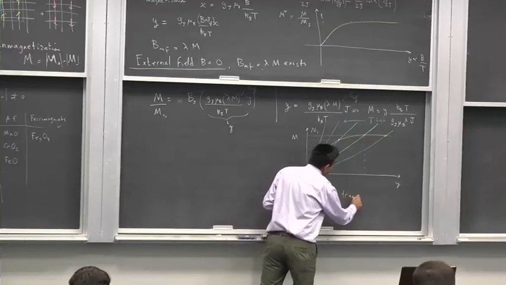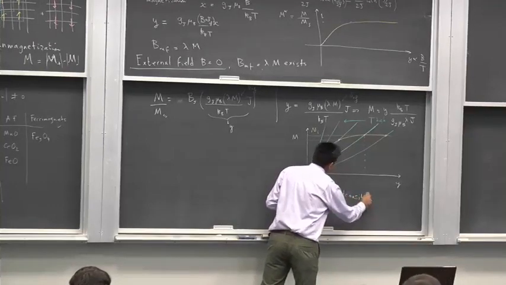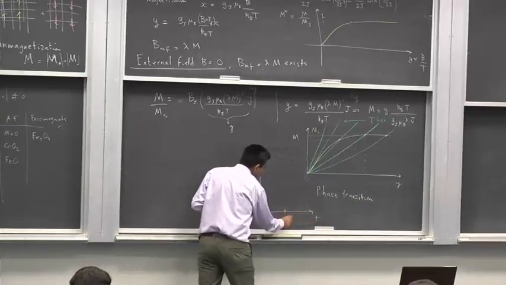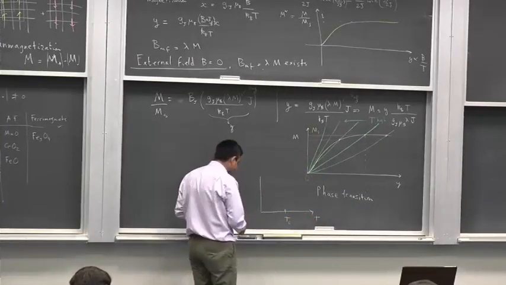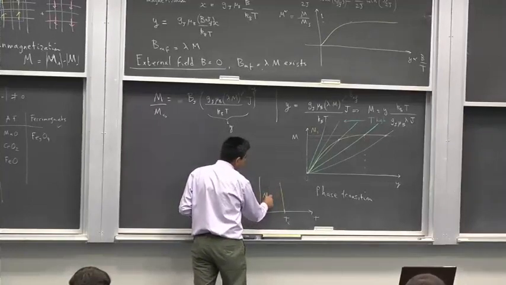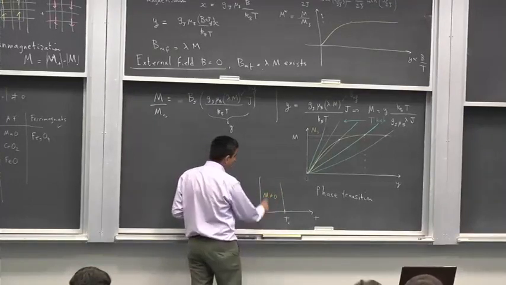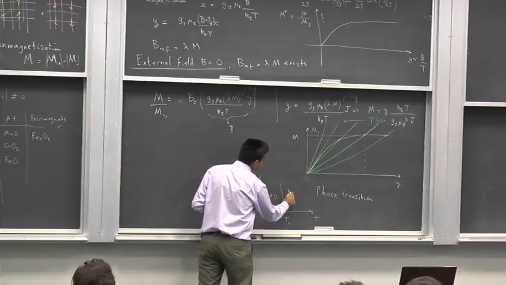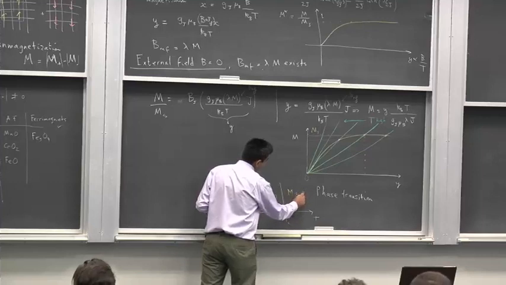There is a certain temperature regime. This is my temperature. There is a certain critical temperature, which is generally called the Curie point. Below this temperature, m can be non-zero, even when B equals 0. Above this temperature, m is always 0 when B equals 0.